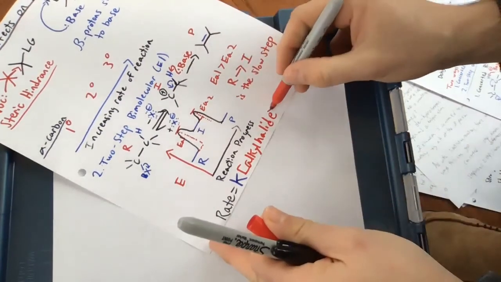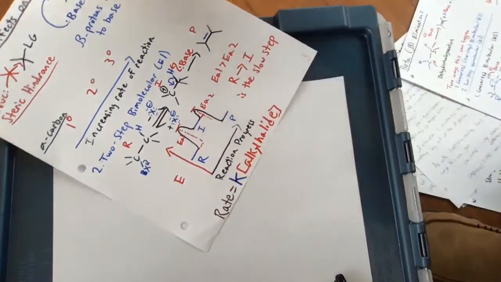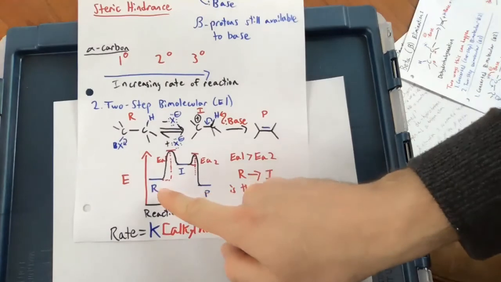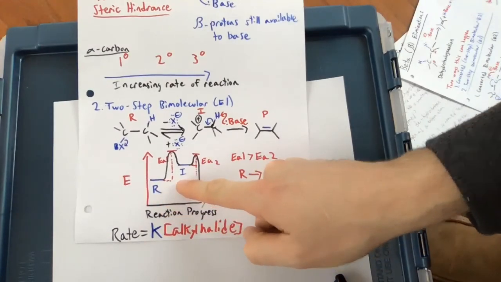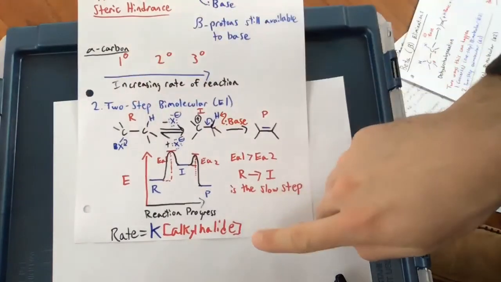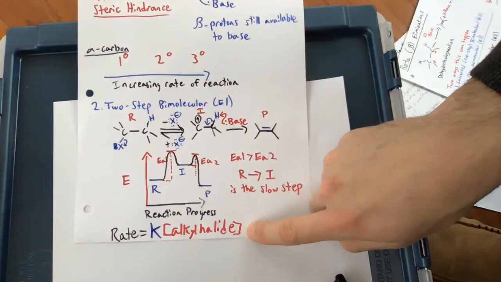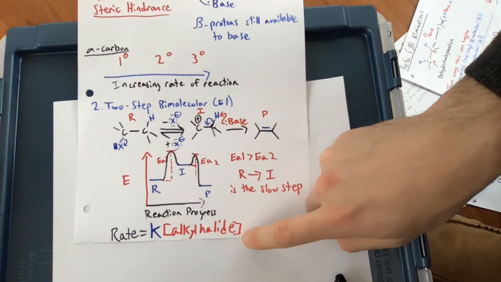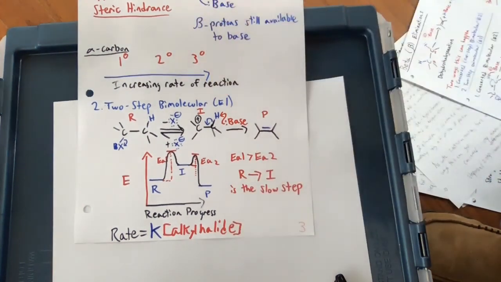Because, again, the activation energy for this step, the R to I step, only involves the single molecule. And because it involves a single molecule and is first order based on the amount of exponents in the rate law, we call it E1.